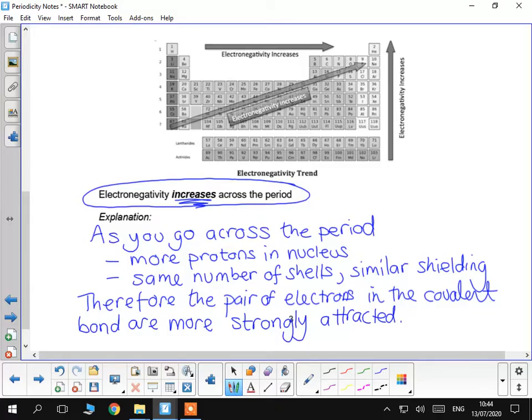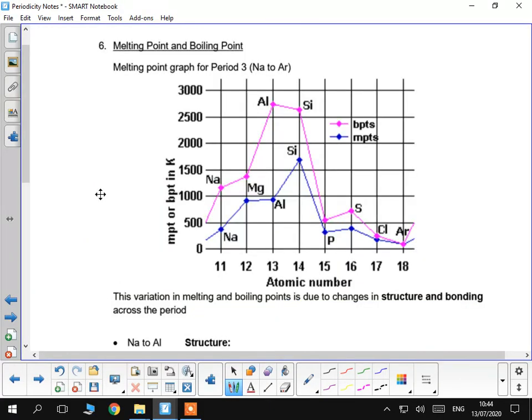Now we're going to look at melting points and boiling points. On the graph they've drawn points for period 2 and 3. You may be asked about this graph, so do try and become a little bit familiar with it, where the points are, the explanations why, in terms of structure and bonding. Okay? So have a look at period 3 in terms of melting and boiling points, how their structure and bonding affect the melting and boiling point across period 3.